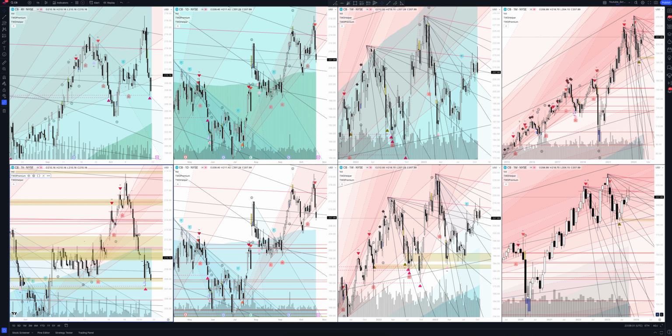Today we will take a look at Chubb stock. Let's analyze the market situation and find out how you can make money on it. Let's start.